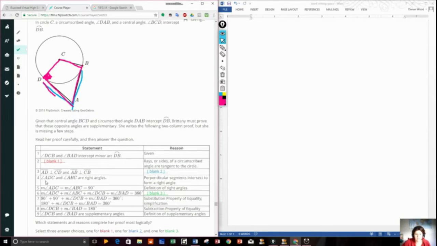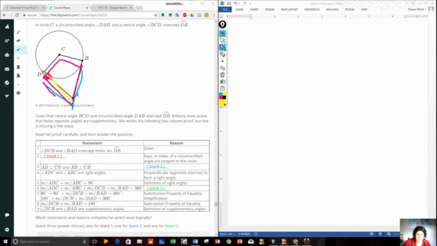That is correct. Then that means that angle ADC and angle ABC are right angles. Yes, that's the definition of perpendicular segments. So then in the next step, they're saying the measure of angle ADC and the measure of angle ABC equal 90 degrees. Yes, that's the definition of a right angle.